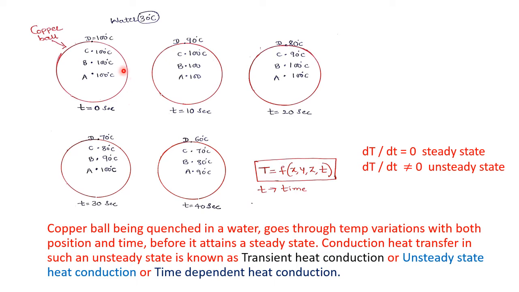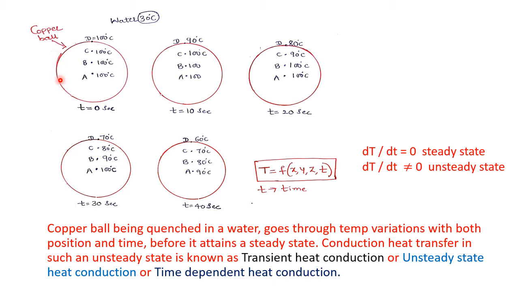So let us consider a copper ball which is at a uniform temperature. Uniform temperature means the temperature at all the points within the body should be the same. This copper ball is maintained at a higher temperature. Let us say that this copper ball is at 100 degrees centigrade. These are the different points within the body. I have marked point A, point B, point C and point D within this copper ball. The temperature at point A is 100 degrees centigrade, at point B is 100 degrees, at point C is 100 degrees centigrade, and at point D is 100 degrees centigrade.